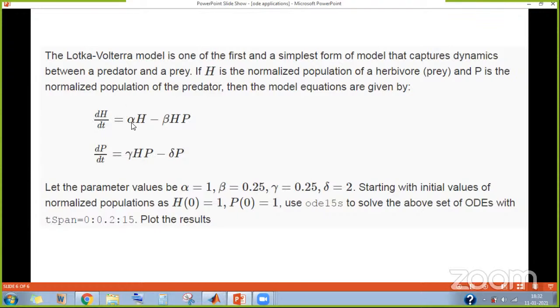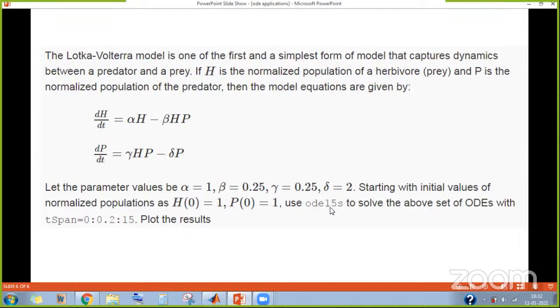So my dH by dt equals alpha H minus beta H into P. Note that H and P are the respective normalized populations. The H is for the prey and the capital P is for the predator. Once again, we have two ordinary differential equations, but they are in first order only. The parameters are also given here: alpha equals 1, beta equals 0.25, gamma equals 0.25, and delta equals 2. The initial values have also been given to us: H of 0 is 1 and P of 0 is 1.